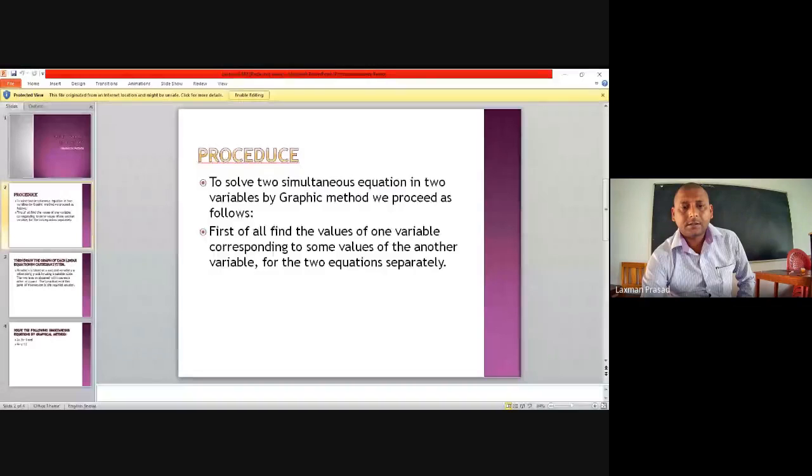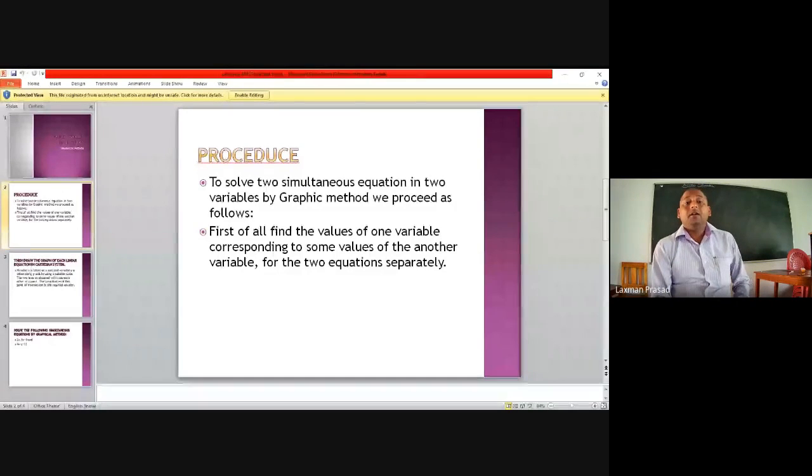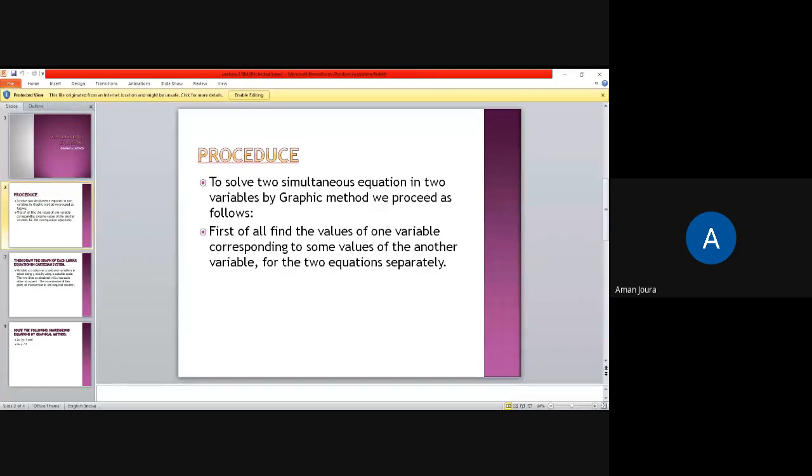So, while solving, first of all, find the value of one variable. Means if there is an equation, first you should find out the value of one variable. If you find out the value of one variable, put the value of one variable in the equation to get some values of the other variable for the two equations separately. See, you should see the if and then effect.